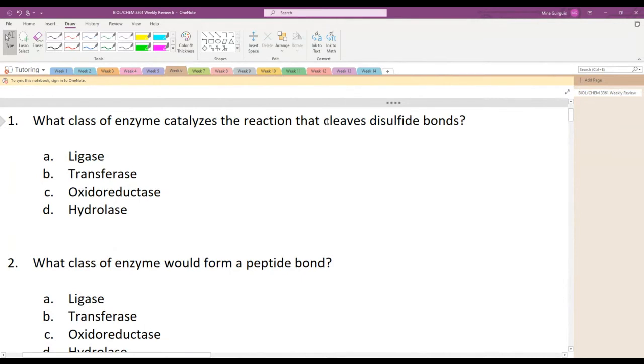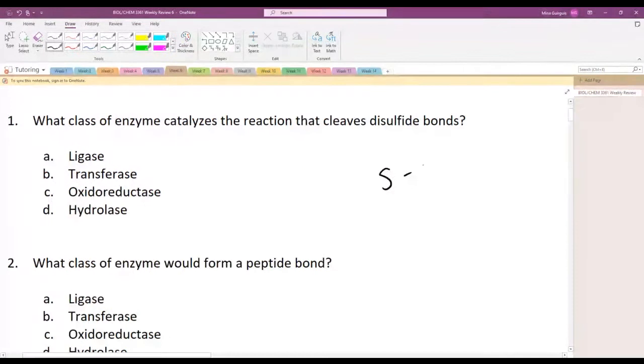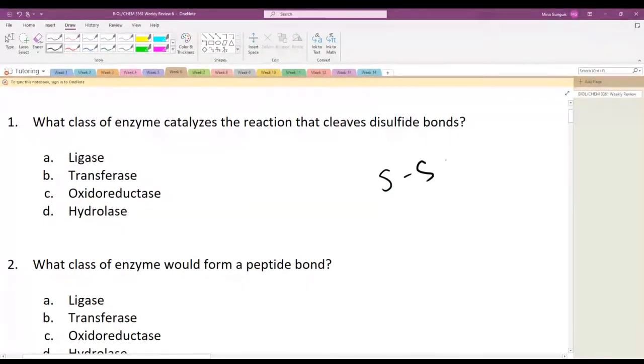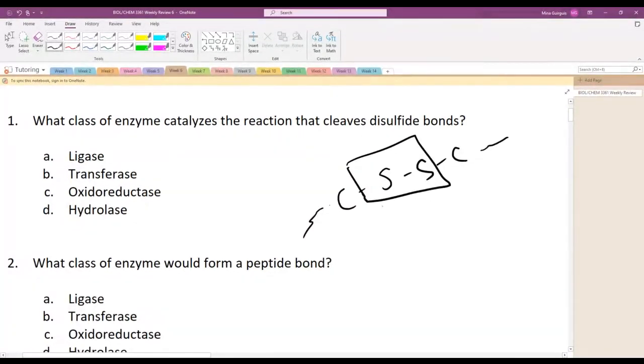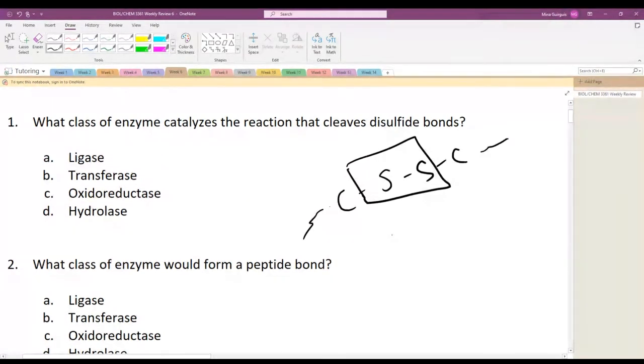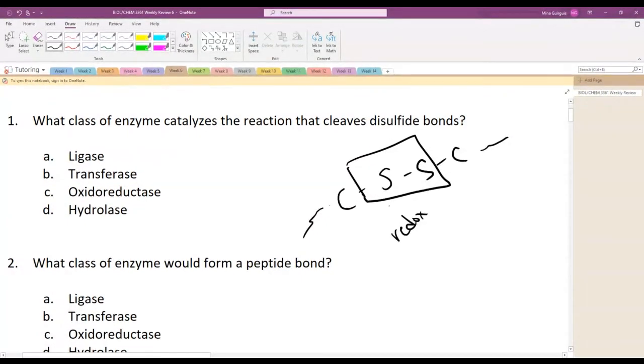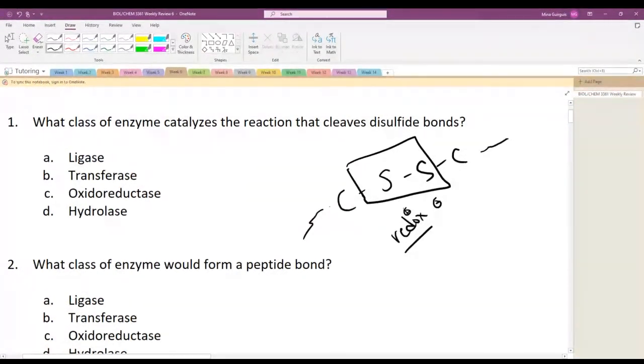What class of enzyme catalyzes the reaction that cleaves disulfide bonds? This is one that I talked about in the one that we did last week. A disulfide bond is, and I'm just going to put carbons here for convenience. Disulfide bonds are, and this is something that is kind of unintuitive to a lot of people, redox reactions. The formation of this bond, this disulfide bridge, is redox. One of these is losing electrons, one gains electrons, and then they eventually release and become neutral.